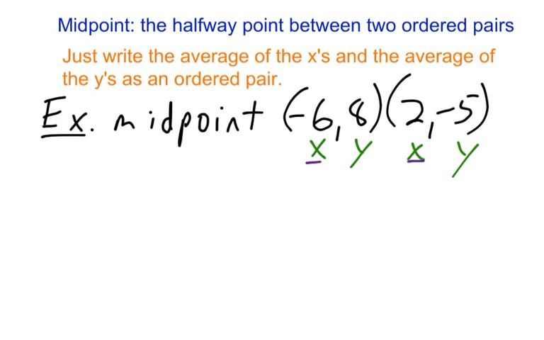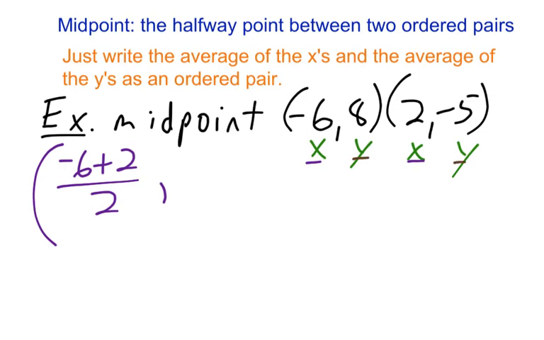1, 2. So I'm going to do -6 plus 2 and divide it by 2 since I have 2 of them. I'm going to write it as an ordered pair, so I'm going to write a comma next to that. I'm going to put this all in parentheses, just like an ordered pair is. And now I'm going to do it for the other one. So the other one is, I have two y's, so 8 plus negative 5, I'm just adding them up. And then I have two of them, so I divide by 2. And now I'm just going to simplify that.